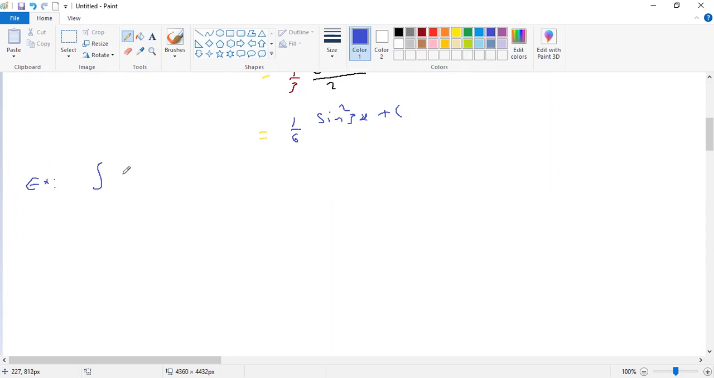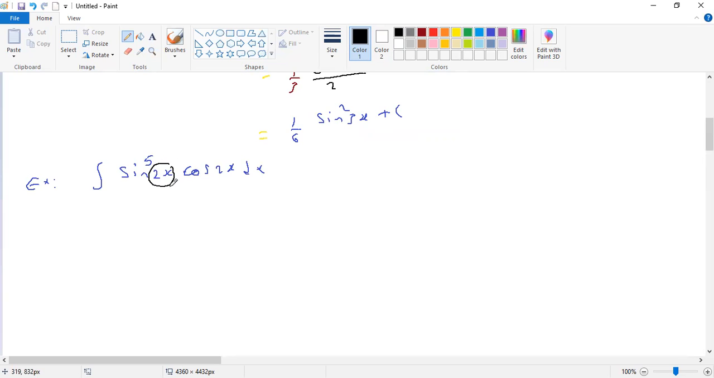If I have the integral of sine^5(2x) cosine(2x) dx, how do we find the integral? Now, the derivative of sine is cosine, and here we also have cosine 2x. Only we need the derivative of the angle. What is the derivative of 2x? It is 2.